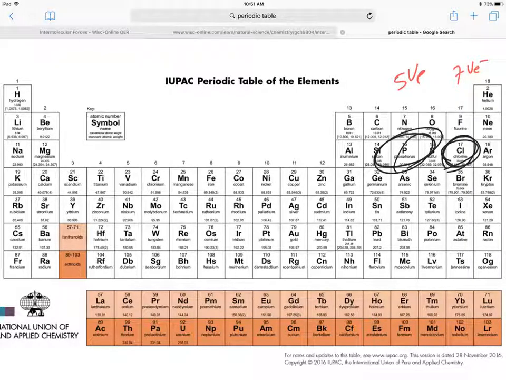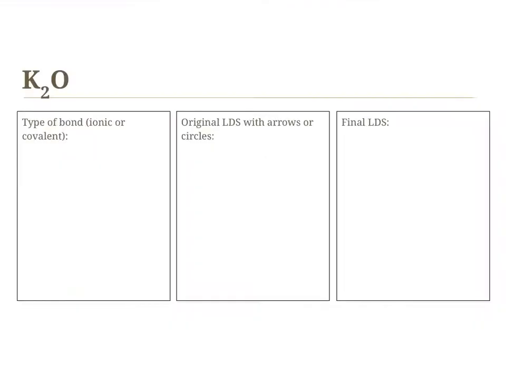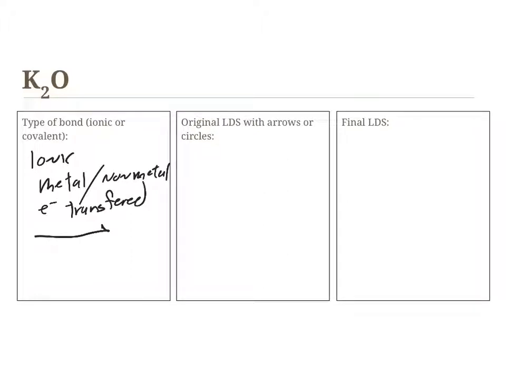Okay. Now, K2O. So I'm going to go look at my periodic table, and I'm going to identify that the potassium was on the metal side, so this is ionic. It's a metal and a nonmetal. Electrons are transferred, so we have to show arrows.